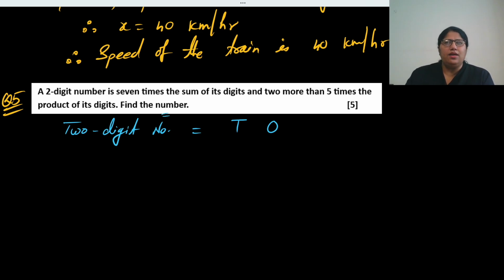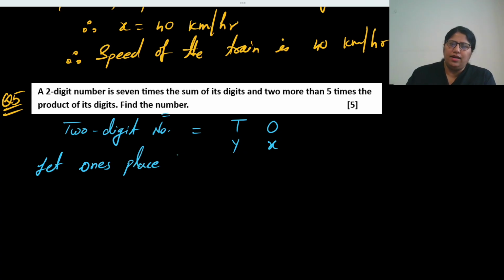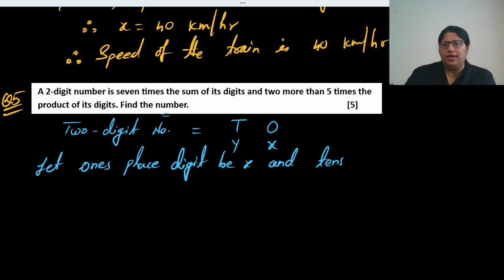So it can be a linear equation or a quadratic equation. We will just follow x and y. So let us take initially that x and y are the digits. So what will you write here? Let ones place digit be x, and tens place digit be y. You need to mention that, okay? Here ones place digit be x, and tens place digit be y, right?